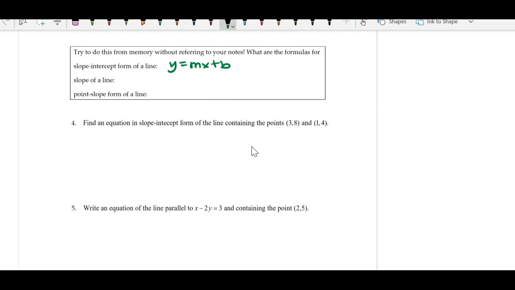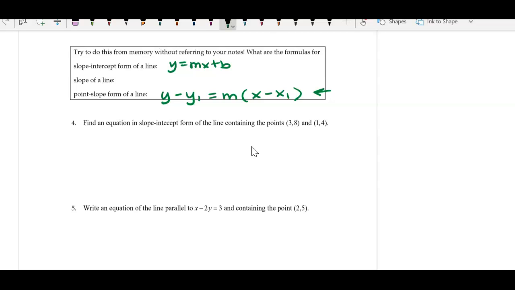And then what about the point slope form of a line? Remember what that one is? Is the formula y minus y1 equals m parenthesis x minus x1, right? Yes, that is correct. So y minus y1 equals m times x minus x1. You can use this formula when you're trying to find an equation of a line. That's when we want to use that one.